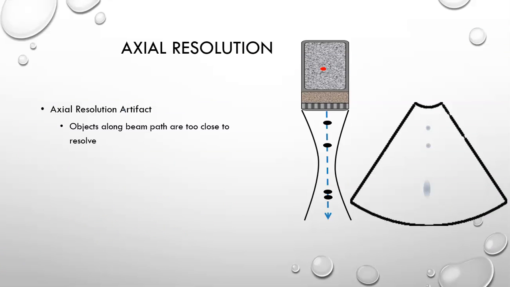An axial resolution artifact, again, this is one of our spatial resolution artifacts. Objects along the beam path are too close to resolve, and remember they have to be at least spatial pulse length divided by 2 apart. If they are that far apart, then we can see them as 2 separate objects, but if they are closer together than that, they blend together and form one object.